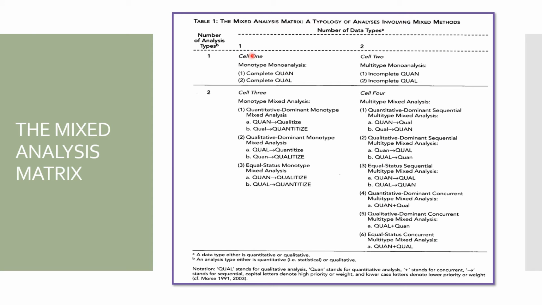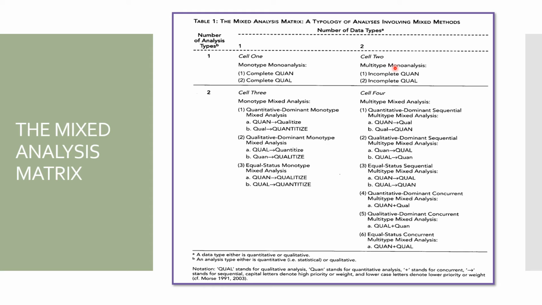So let's take a look at the matrix now. The matrix, we have the number of analysis types, which is 2, 1, 1, and the number of data types, which is 1 and 2 as well. This is why they call it a 2 by 2 matrix here. So it's divided into 4 cells. You have cell 1, cell 2, cell 3, and cell 4. So cell 1 and cell 2 is not really pertinent to us in terms of mixed method, but I will still just touch on it a bit. So cell 1 speaks to a monotype mono analysis, where you can either have a complete quant, which is a quantitative study, or a complete qual, which is a completed qualitative study.